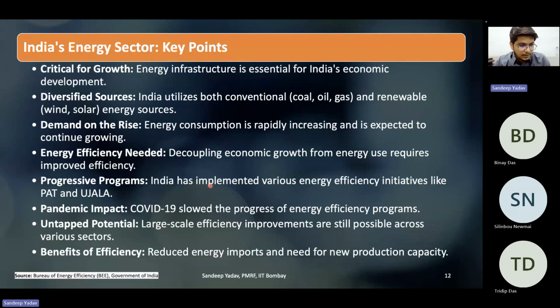There has been a few untapped potential of large scale efficiency improvement, which are still possible across various sectors. So the benefit of energy efficiency is that it can reduce energy imports and the need for new production capacities. Whatever we have, if we can generate more efficiently from that itself, then we will not need any further import of oil, or the implementation of any new plants.